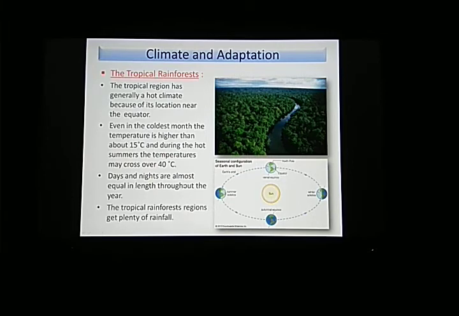Now next, the tropical rainforest regions get plenty of rainfall. Yes, this is one of the important features, as a result of which you can see in this first picture that it is full of greenery. So definitely, if it is green, then definitely there is a lot of rainfall.